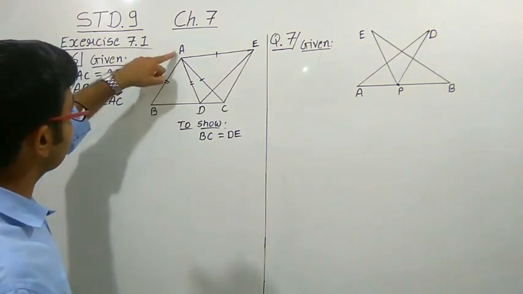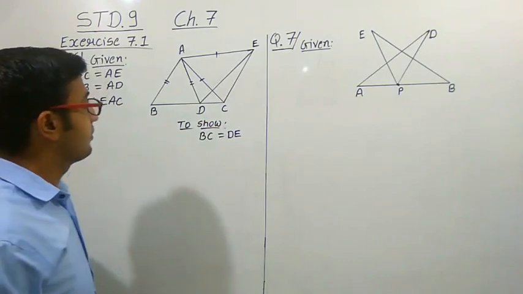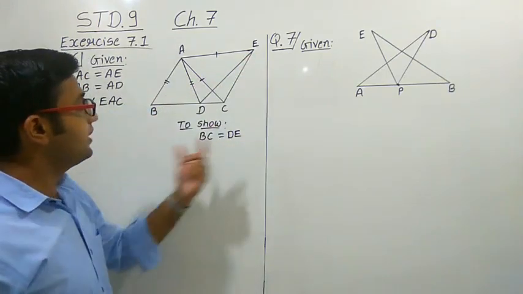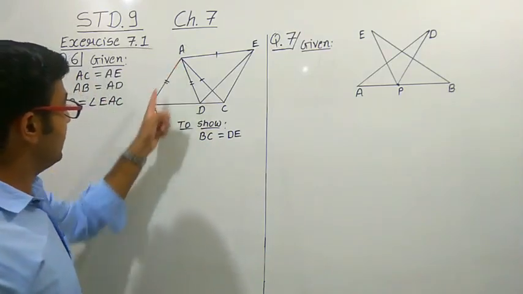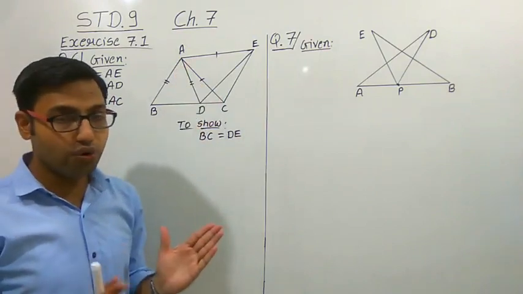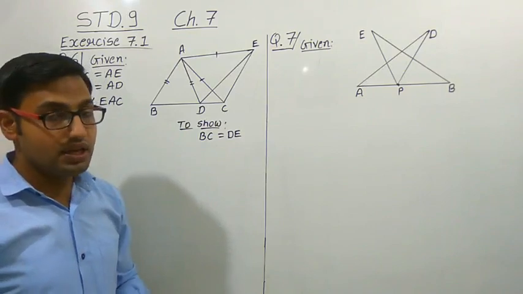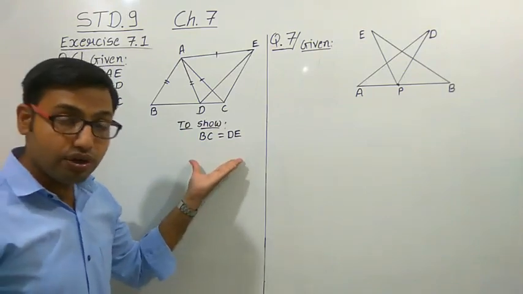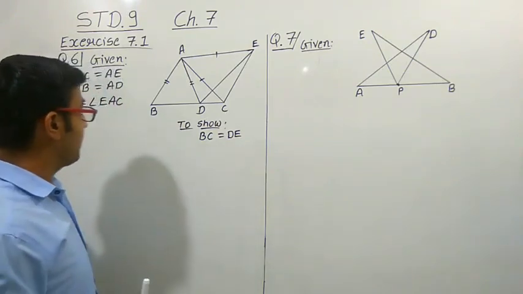If we consider triangle ABC, then the BC side is there. If we consider triangle ADE, then the DE side is there. So if we can prove that triangle ABC and triangle ADE are congruent, then we can say that BC and DE are equal. So this is how we have to think about what we have to prove. According to that, we have to create a path. Now let us follow our path.